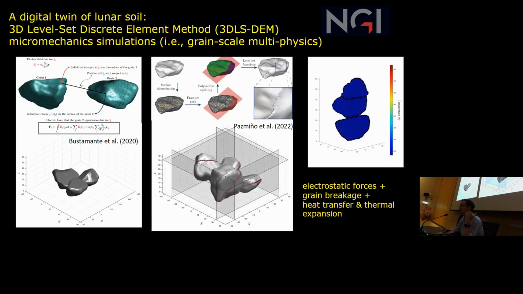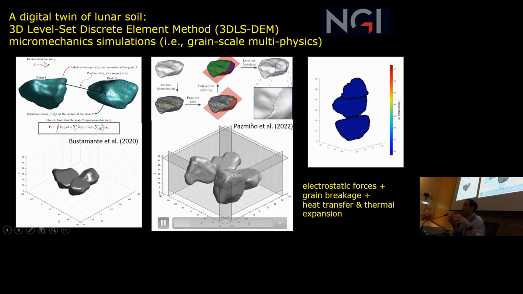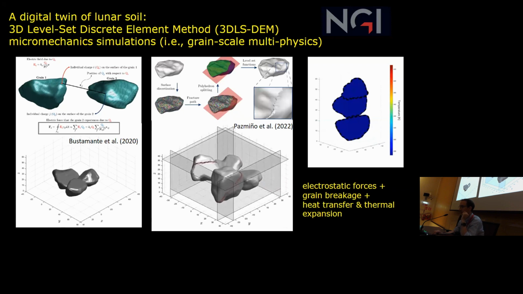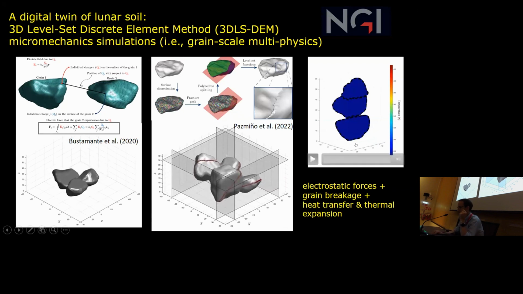What this allows us to do is micromechanics at the grain scale, and we can do multi-physics micromechanics. This is just some highlights. On the left, you're seeing two negatively charged particles and a positively charged particle following electrostatic forces. We can incorporate this now into our physics. This one in the center is grain breakage. The walls are moving in on this and you're going to break the grains. This is very important because of the very interesting shapes that you see in the lunar regolith. And on the right is a video showing thermal expansion and heat transfer. This is a combination of 3D LS-DEM plus finite element modeling that we haven't published anything on, but Alex has been working on this for the last couple of months.